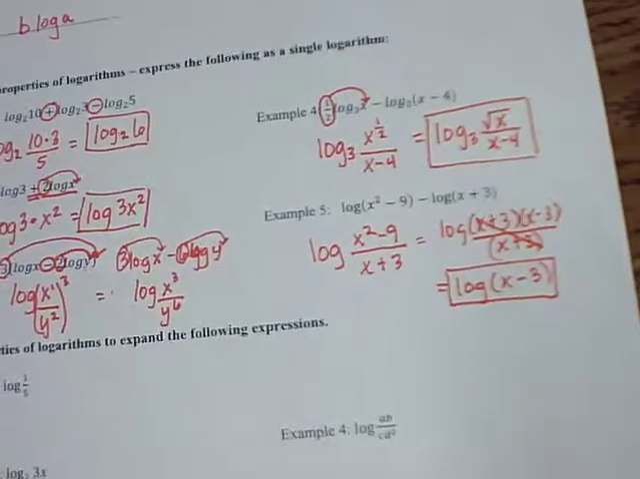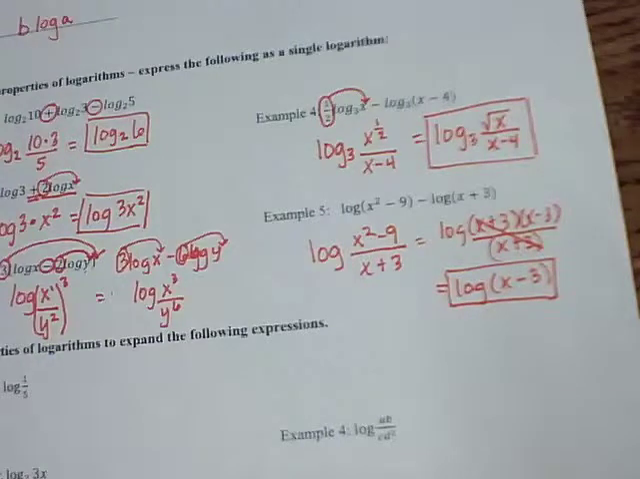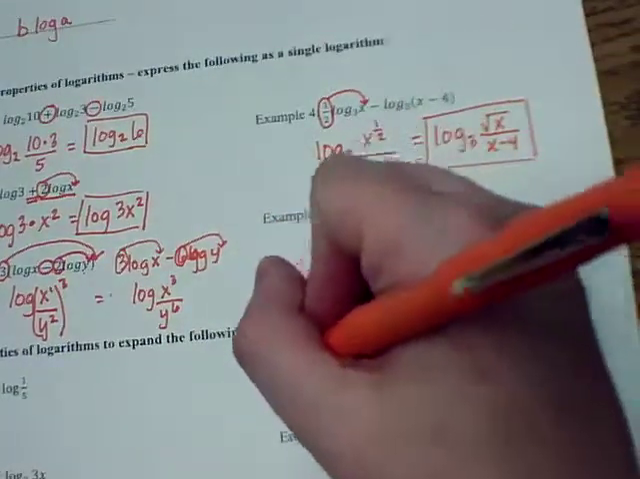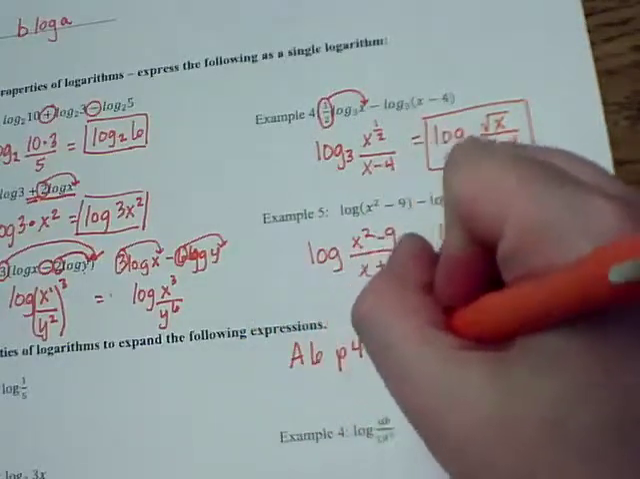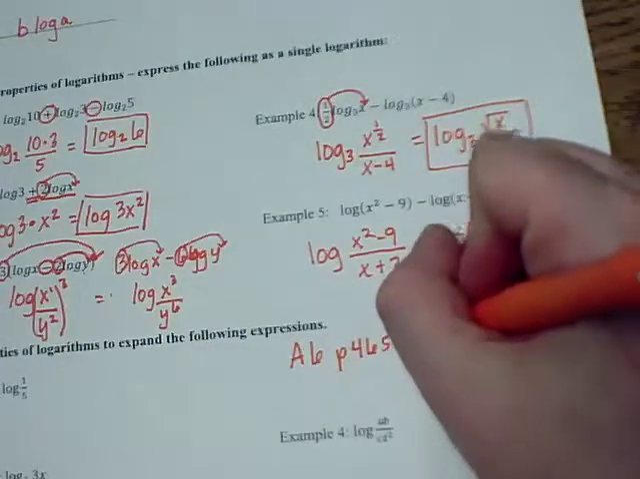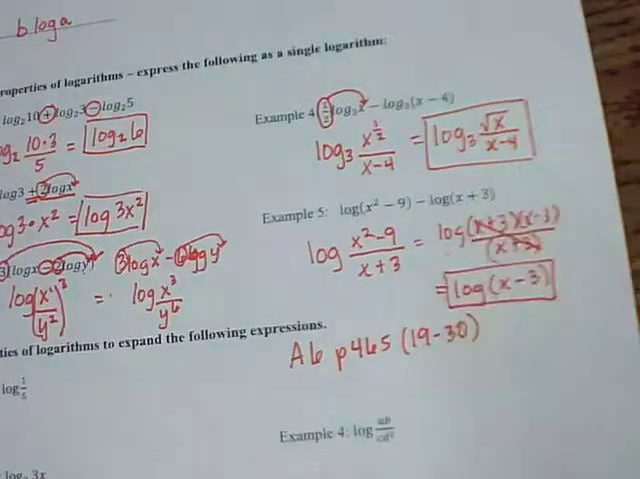Alright, I'm going to go ahead and stop here for today because this is all that your homework is on, the condensing to a single logarithm. So I think it should be good. The assignment is A6, page 465, 19 through 30. Alright, good luck.